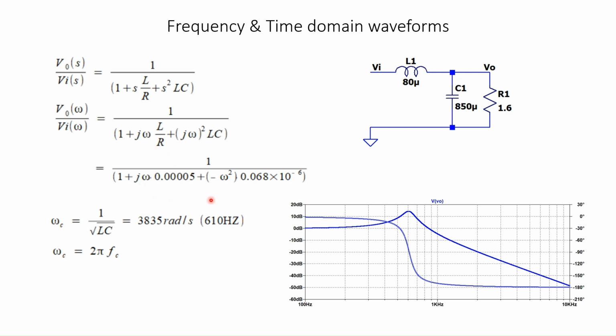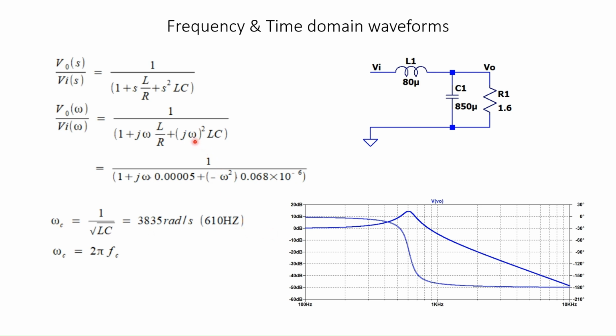And here the final equation is obtained by substituting values of L, C, R as given in the circuit. Here the corner frequency is 1 over square root of LC. In this case it is 3835 radians per second. In hertz, you divide this by 2 pi, that is 610 hertz.